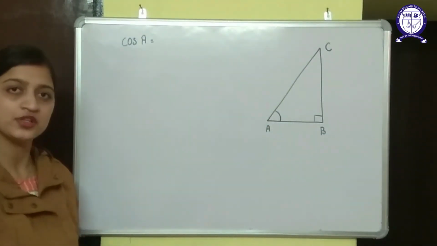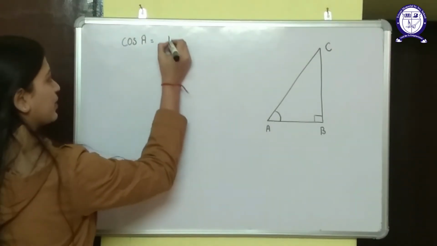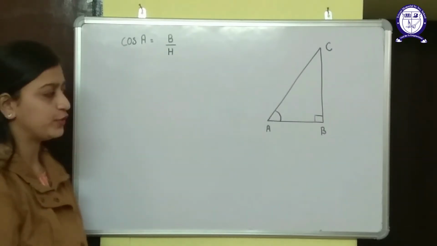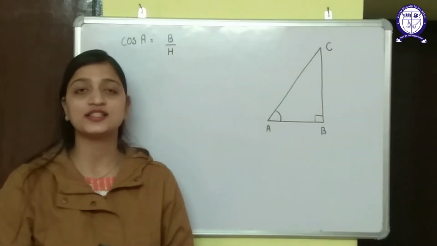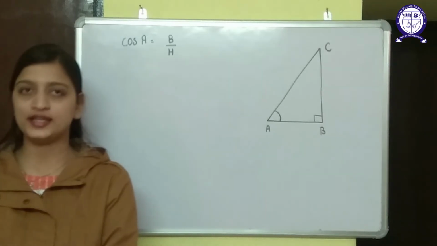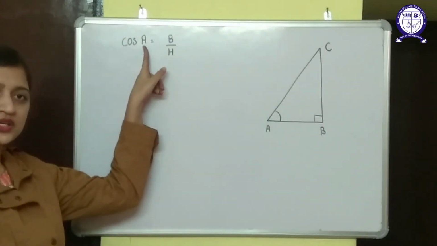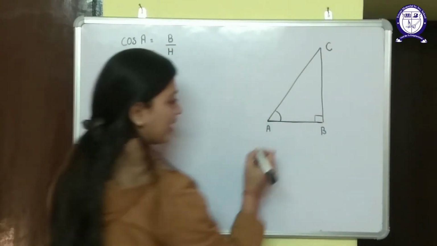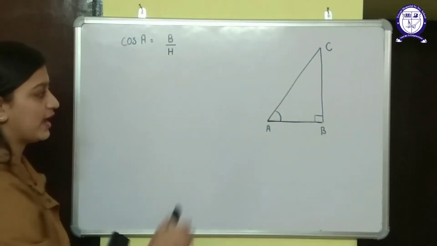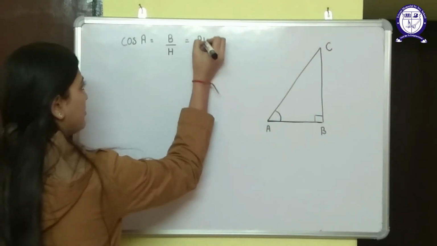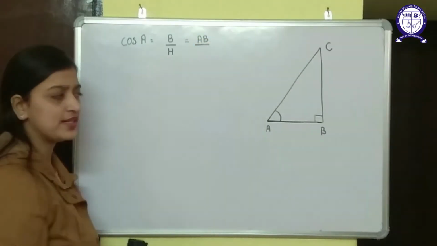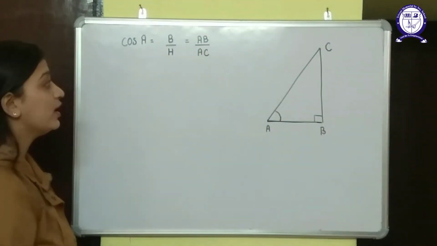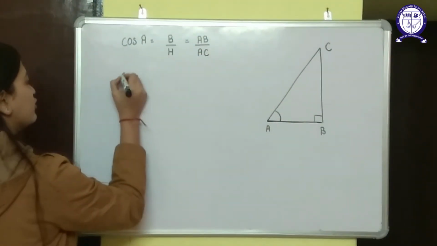First of all, we need to remember the formulas. Cos A is B upon H, that is base upon hypotenuse. Now what is base? Base is the side adjacent to any angle. Now the angle we are talking about is A, so the side adjacent to angle A means this side, that is the side which is touching the angle, that is my AB. And hypotenuse will always remain same, that is this slant height AC.